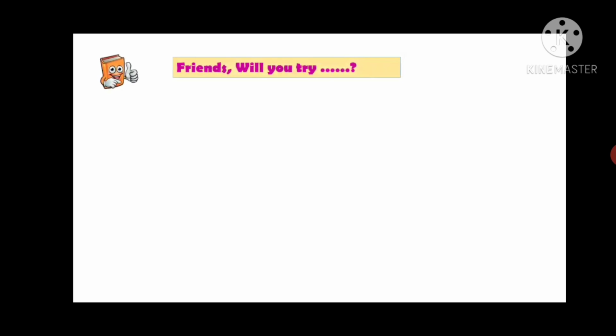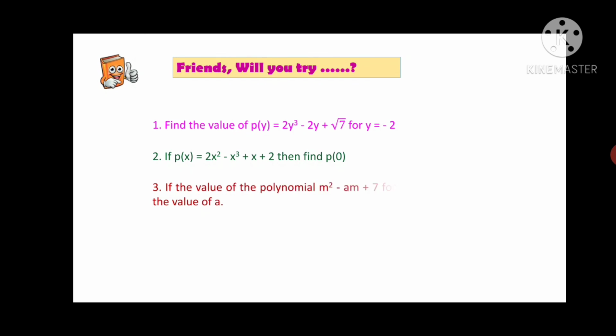So friends, will you try these problems? Find the value of p of y, where p of y is 2y cube minus 2y plus root of 7, for y is equal to minus 2. If p of x is equal to 2x square minus x cube plus x plus 2, then find p of 0. If the value of the polynomial m square minus am plus 7 for m is equal to minus 1 is 10, then find the value of a.